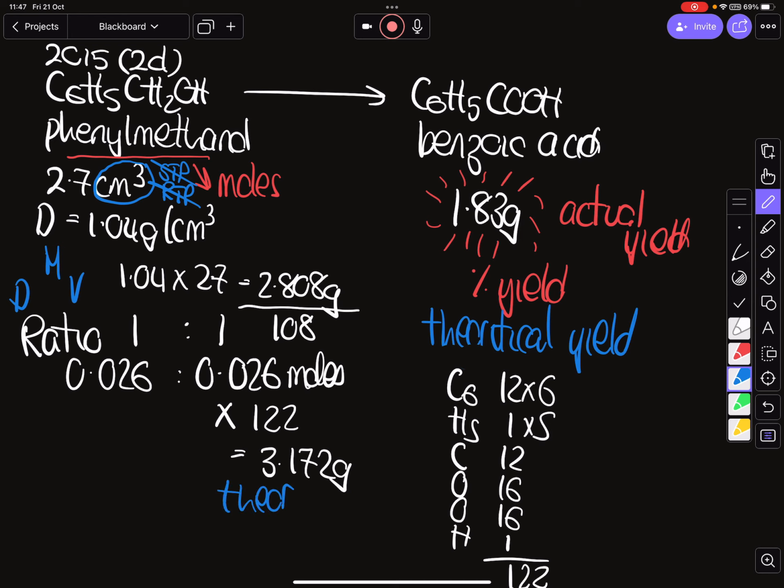my theoretical yield. Keep spelling theoretical wrong, don't I? Yes, I do. Okay, I will learn eventually.